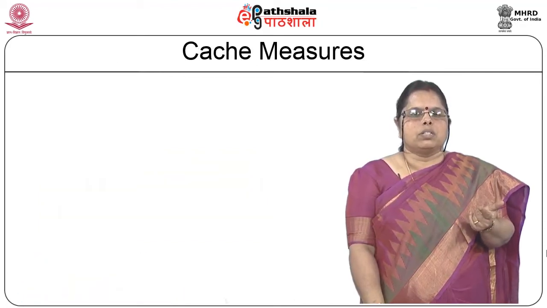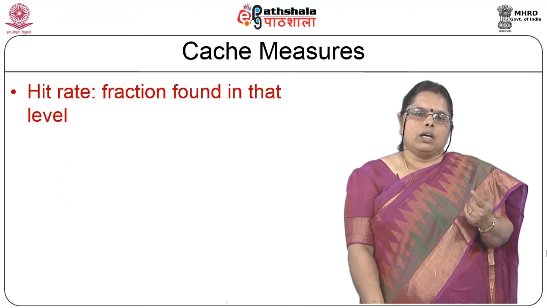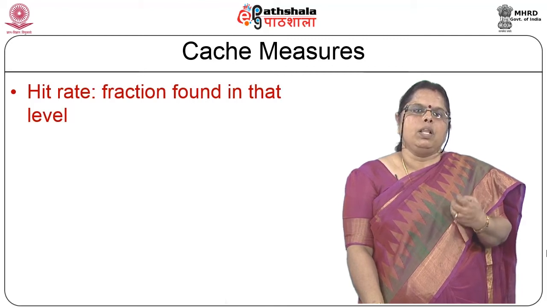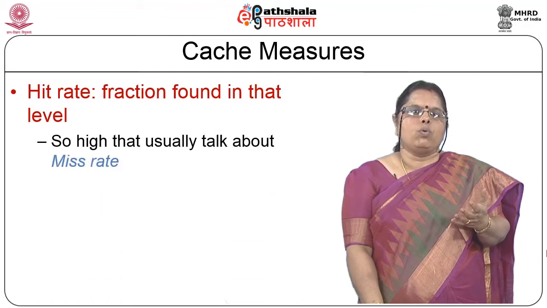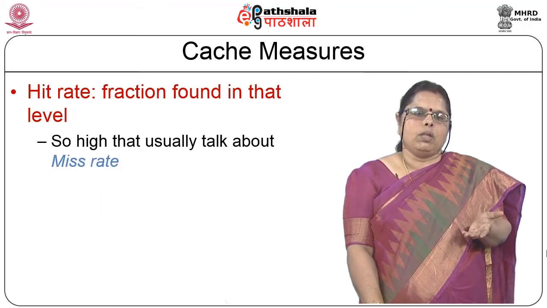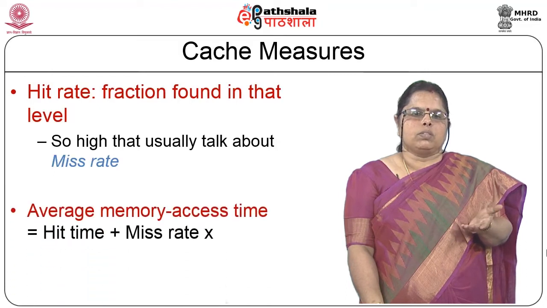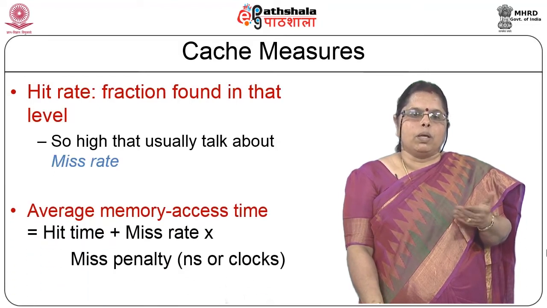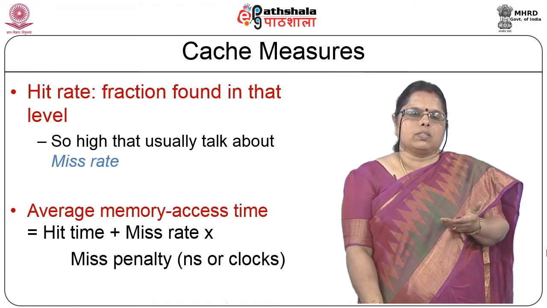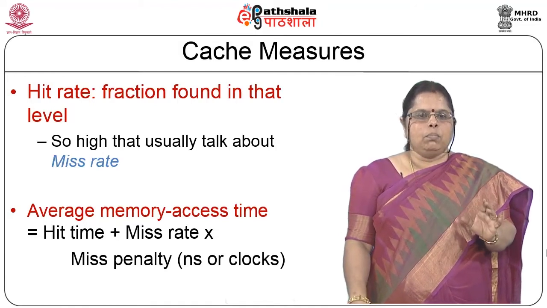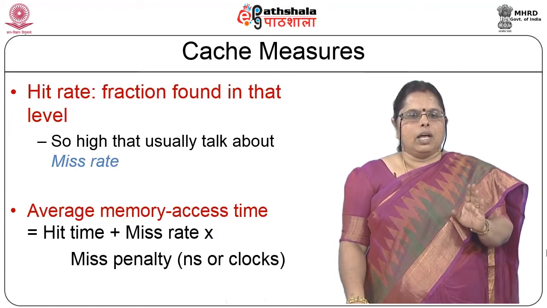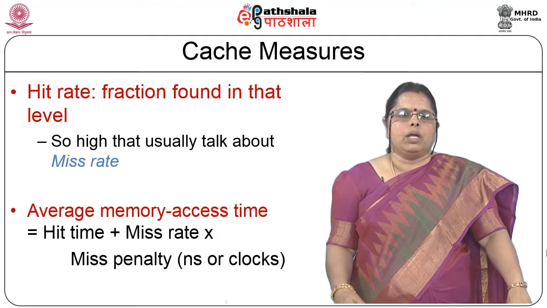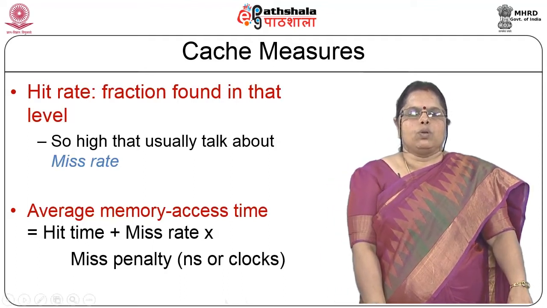Now for cache measures, we look at a cache memory and at how these terminologies are applicable, and the various policies that are used here. The hit rate, the fraction found in that level of cache, is normally so high that we usually talk only about the miss rate, and we also worry about the average memory access time. We have already defined these terms: the average memory access time, or AMAT, is the hit time plus miss rate times miss penalty.